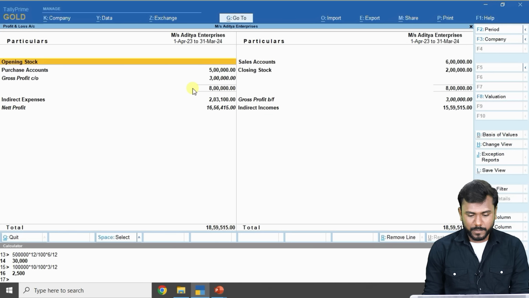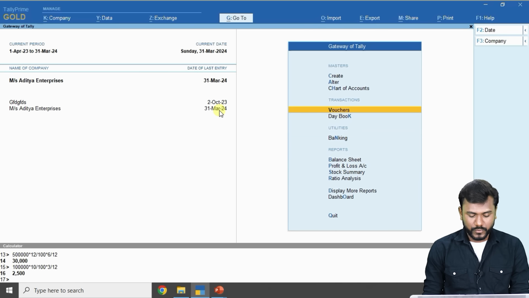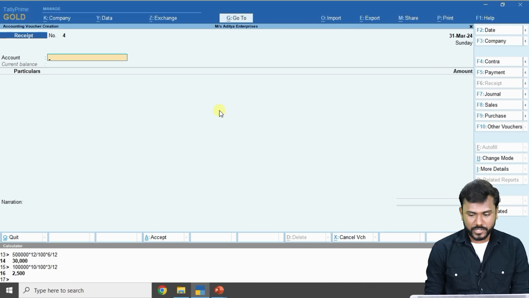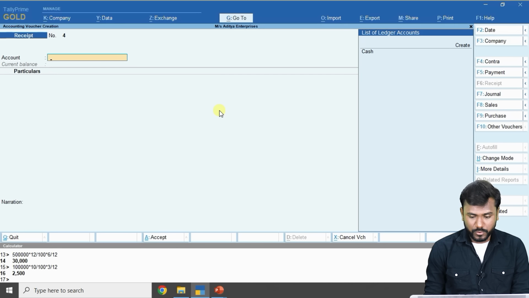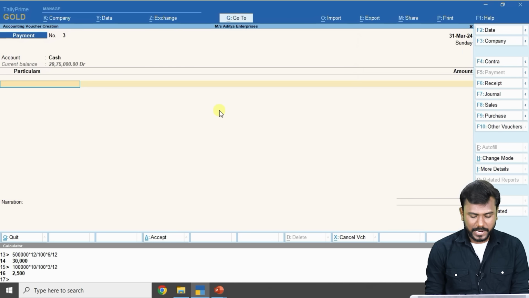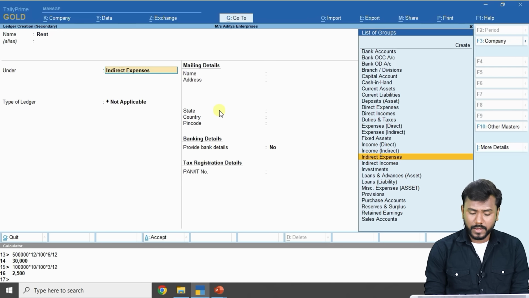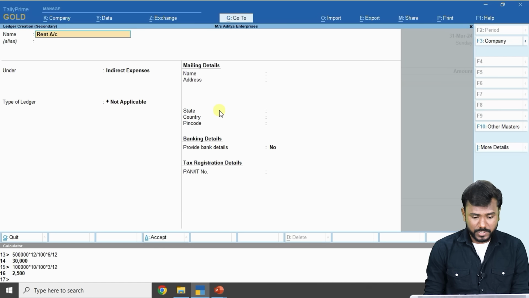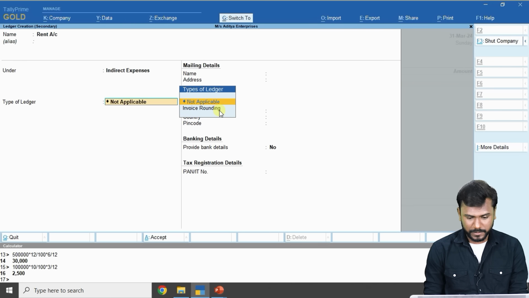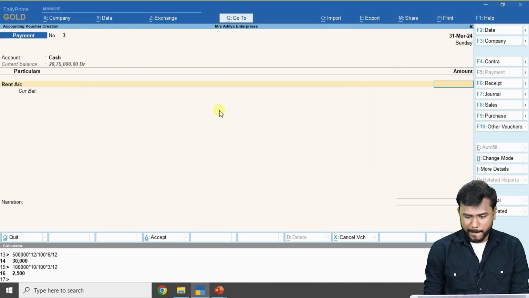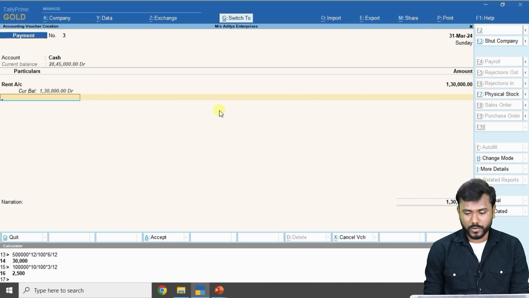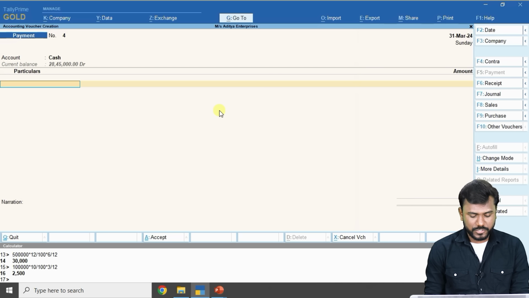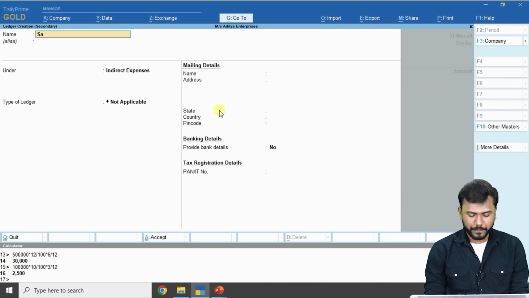First you can see the current profit available in the business was 16,56,000. Go to vouchers, F5 payment voucher. Let's say total paid rent. Go to payment voucher F5, cash to rent. You need to always maintain the rent account, which comes under indirect expenses. How much rent was paid? 1,30,000.